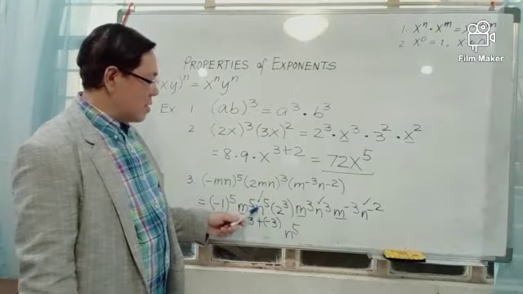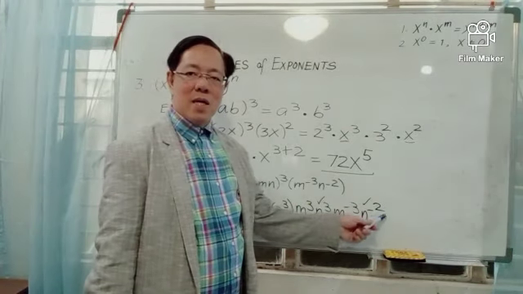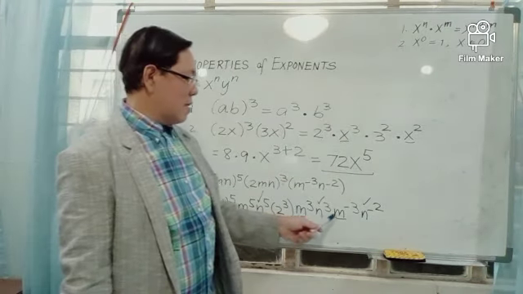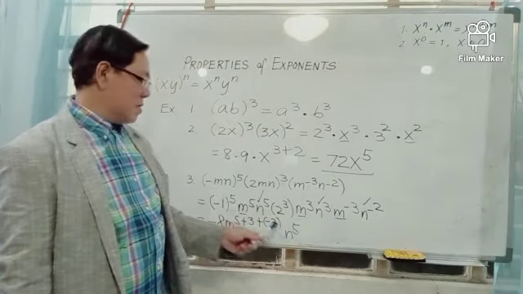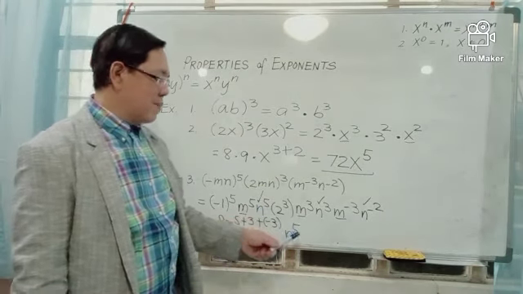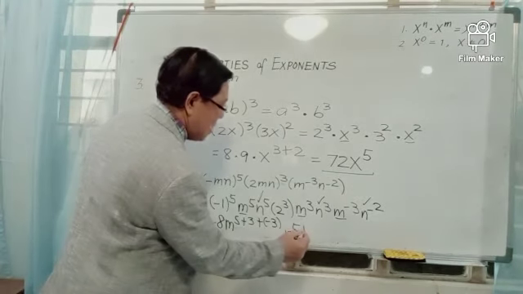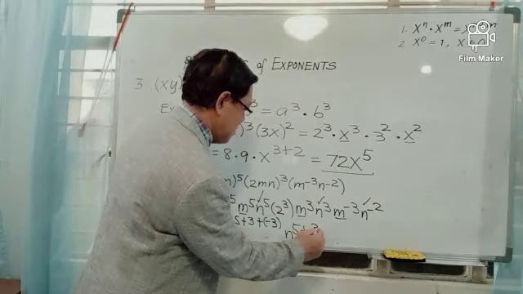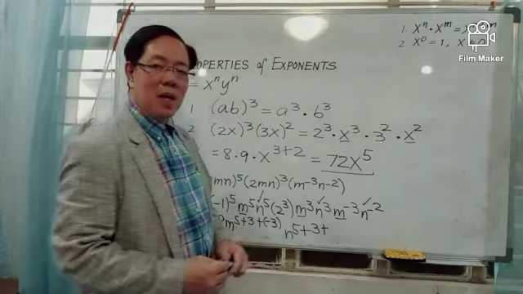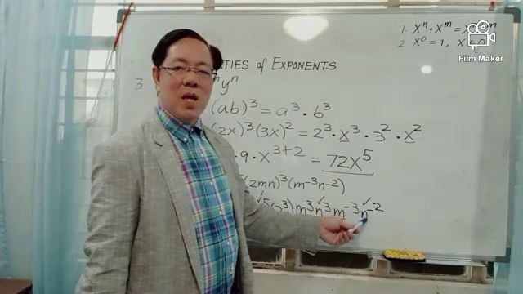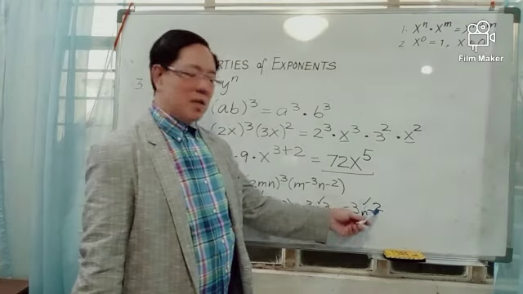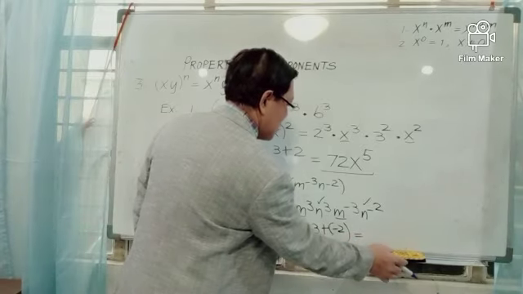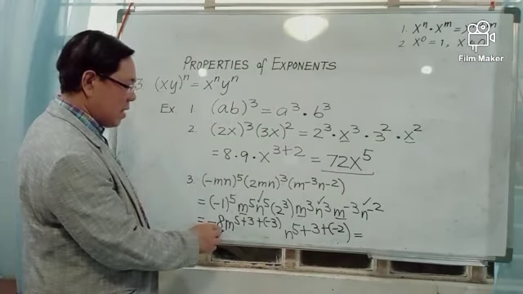Again, to multiply n raised to 5 by n cubed by n to the negative 2 by the first property of exponent, copy the common base n and add the exponents. Here the exponent of n is 5. To 5 we add plus the exponent of n here is 3. And to 3 we add plus the exponent of the last factor n to the negative 2. The exponent is negative 2.